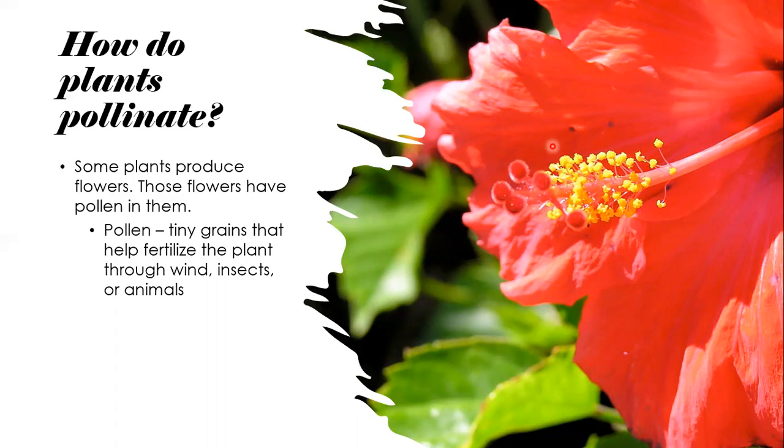Like it says here, pollen is tiny grains that help fertilize the plant through wind, insects, or animals. If you've ever taken a dandelion and blown on it, it floats through the air, and it takes a little while for it to land. Some of that will travel for miles and miles and land somewhere, and in that spot it will pollinate, and it'll start a seed, and then it'll start germinating, and then it'll start growing. So some use flowers, just like this.